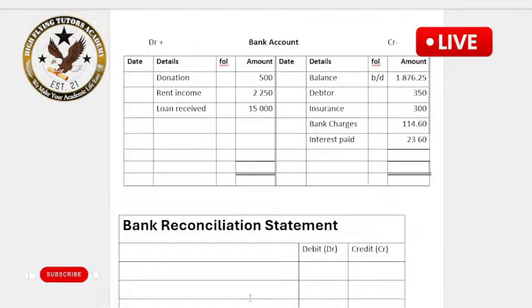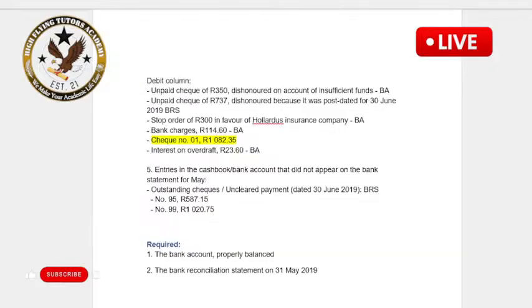Let's go to the next questions right there. The next questions, they say it is entries that must be corrected in the BRS, those ones, right? So it means we are done with our bank account. What we need is to close the account. Please get ready with your calculators, we are going to calculate.